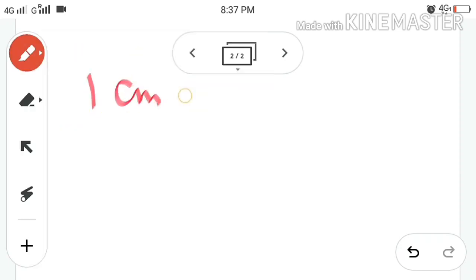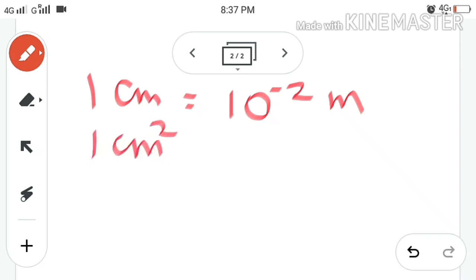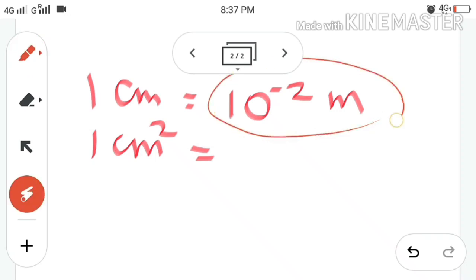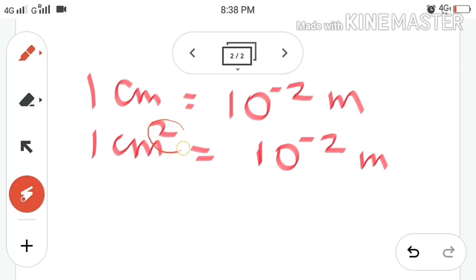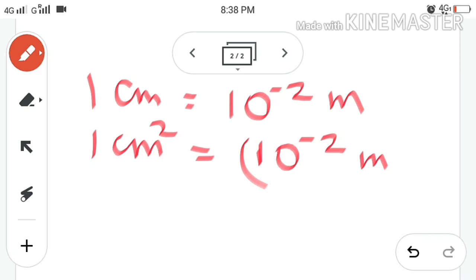1 centimeter, how much, children? Recall, 10 power minus 2 meter. Now I want to find what is 1 centimeter square. What is the step, children? You all know what is the value of 1 centimeter. Write it here as it is, 10 power minus 2 meter. But since we are finding the value of centimeter square, what should we do here? Put a square bracket and then write power 2.